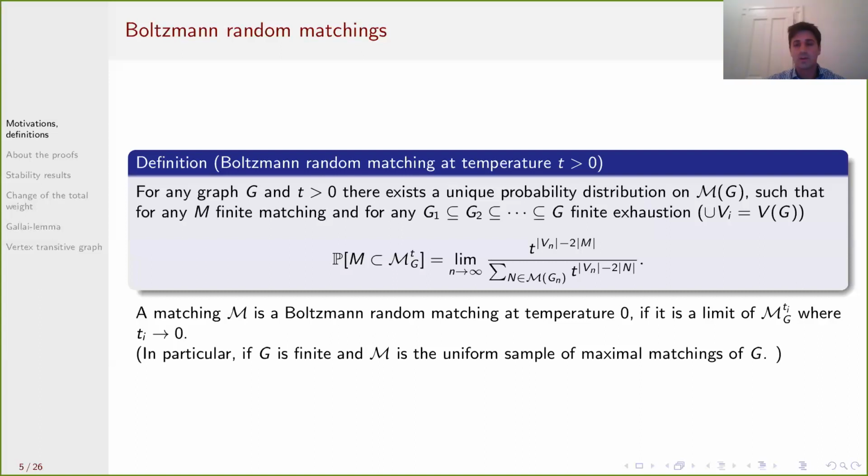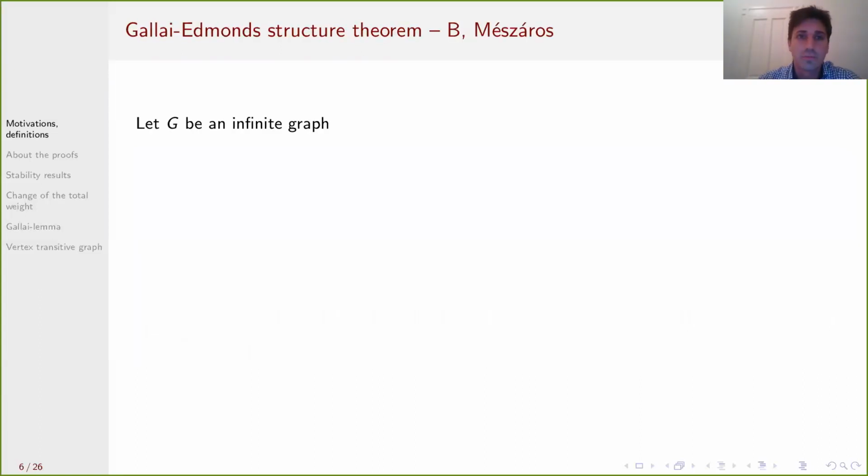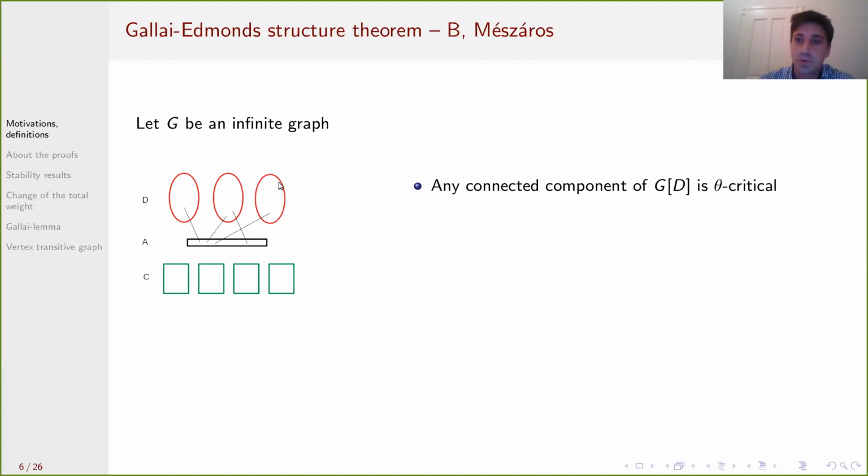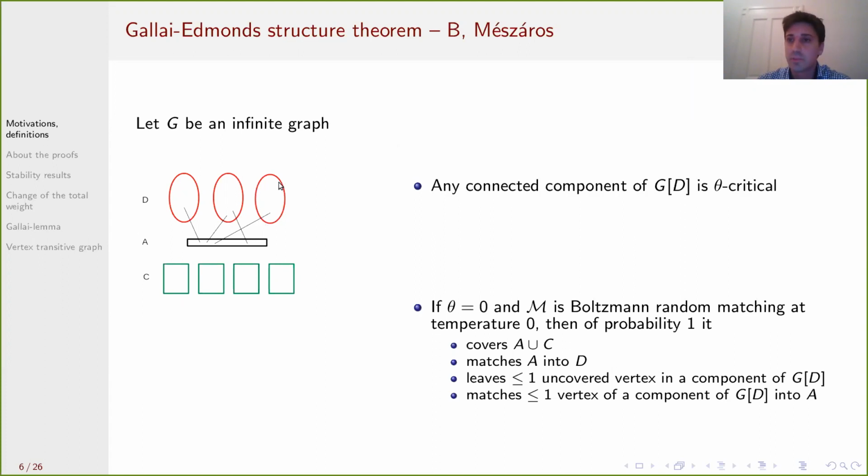So, as I promised you, we obtained partially the generalization of the Gallai-Edmonds structure theorem. So we have again the same picture, and now assuming G is an infinite graph. What can we say in this case? We can say that any connected component of the essential part will be theta critical.